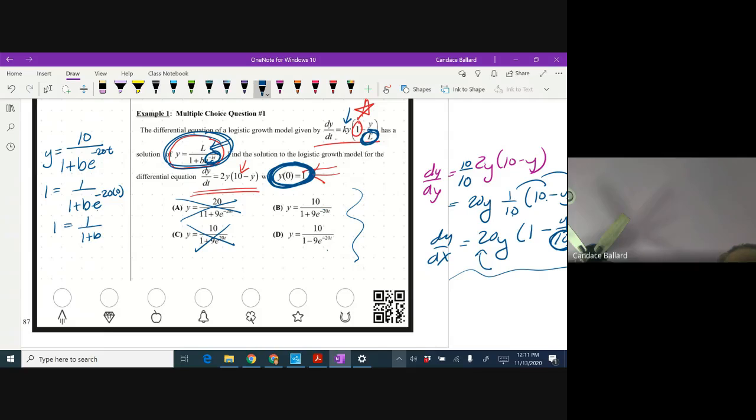All right, so I'm going to get the denominator to the other side by multiplying. So when I multiply by 1, I get 1 plus b. So b is equal to positive 9. Okay. So if I plugged back into this one right here, I'd get y equals 10 over 1 plus 9e to the negative 20t. So it is, in fact, answer choice B.